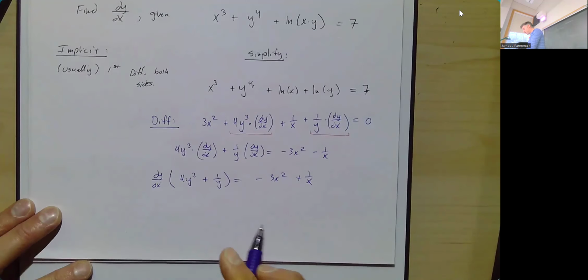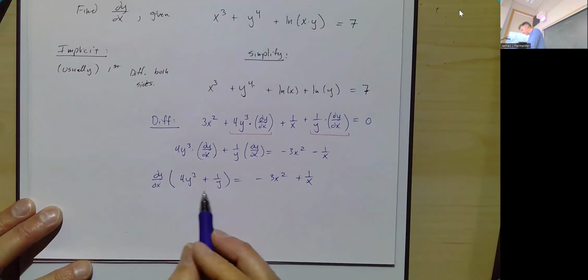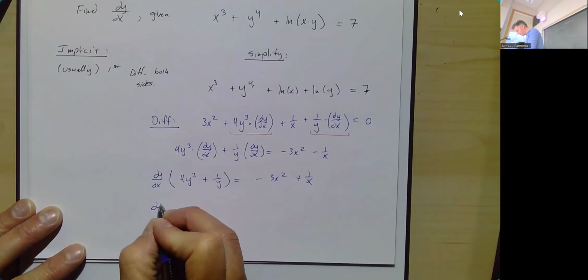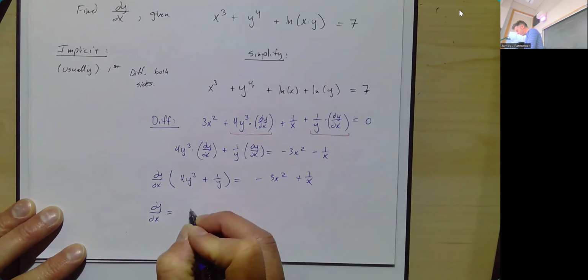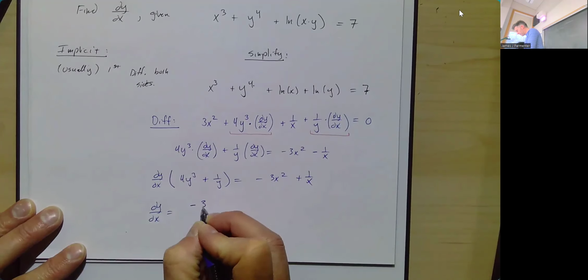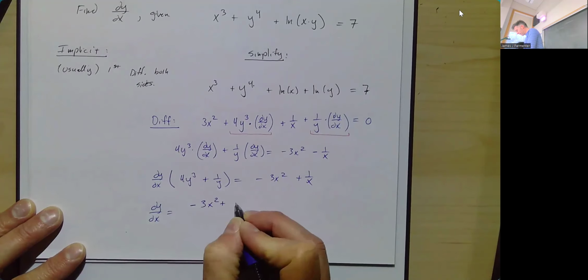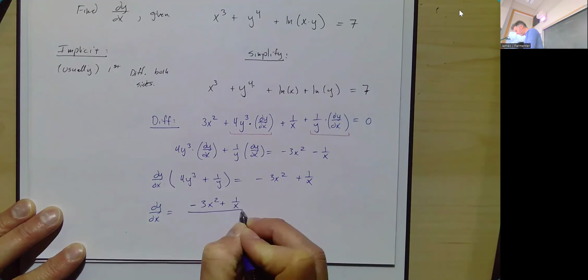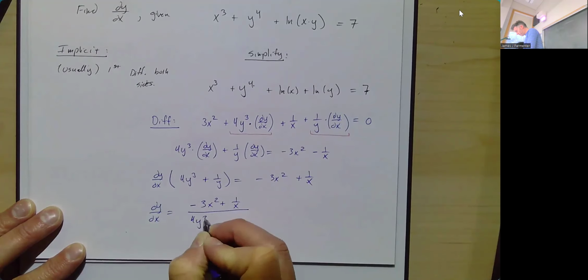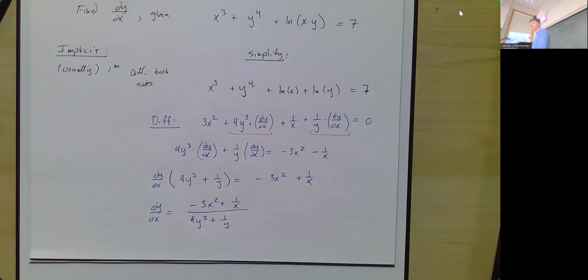And finally, divide both sides by whatever's multiplying dy/dx, to get dy/dx isolated and equal to negative 3x squared plus 1 over x divided by 4y cubed plus 1 over y.